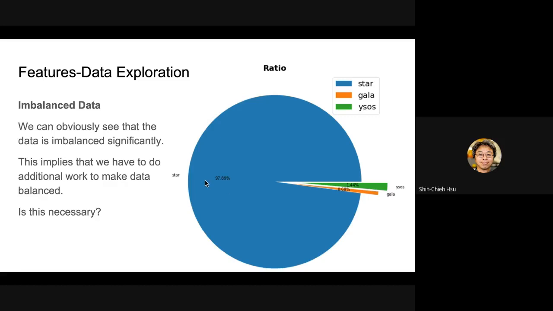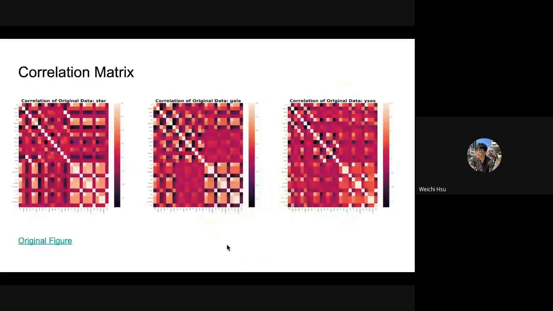Sorry about that. Okay. And we can see the star contributes almost 98% to the whole data. So this data is imbalanced. And in this slide, I show the correlation matrix of each class. The correlation matrix has another usage for further research, so I would like to skip this slide.